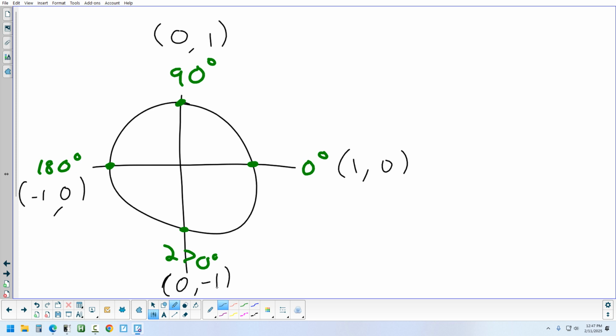Now, using those x and y values, you can find the sine, cosine, the tangent, the cosecant, secant, and cotangent for any of those angles. But the important thing is you know the coordinate. Today, we're going to look at these three.